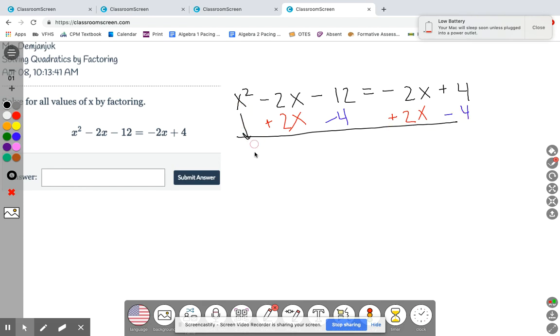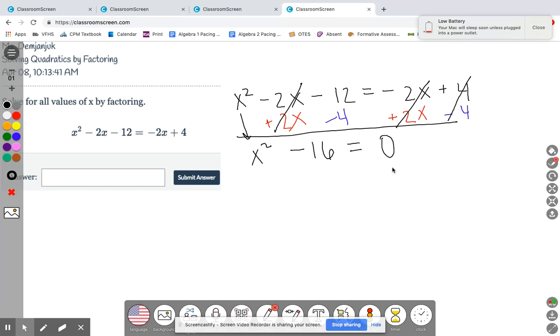I'm left with my x squared to be brought down. Negative 2x plus 2x cancel out to give me no more x's. They're a 0 pair. Negative 12 minus 4 leaves me with negative 16. Negative 2, positive 2 cancels out. Positive 4, negative 4 cancels out.